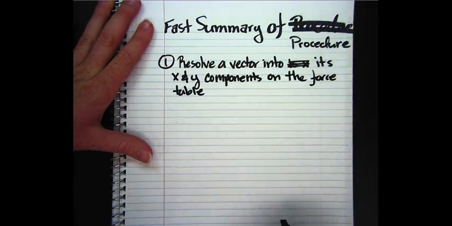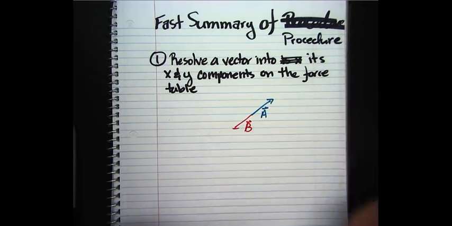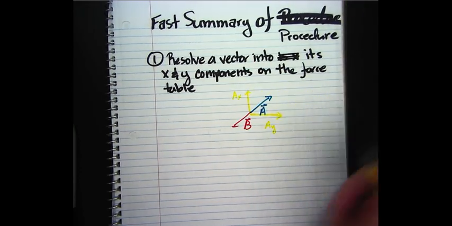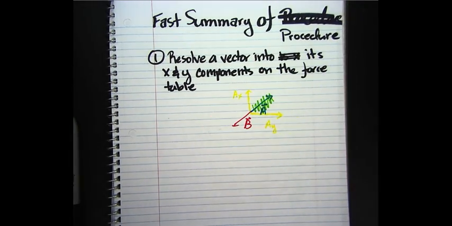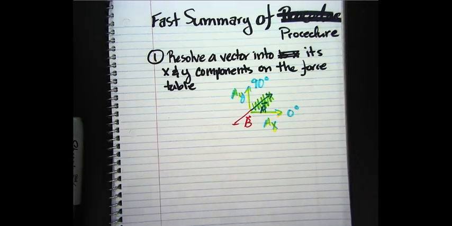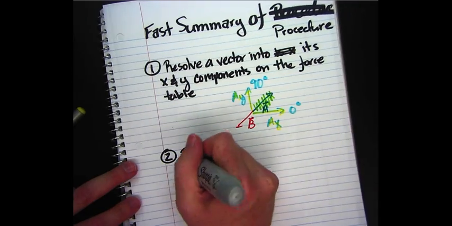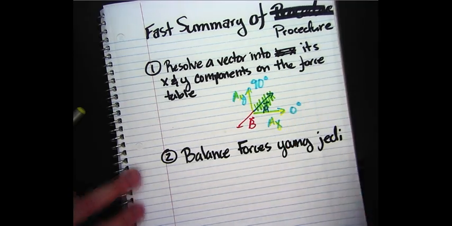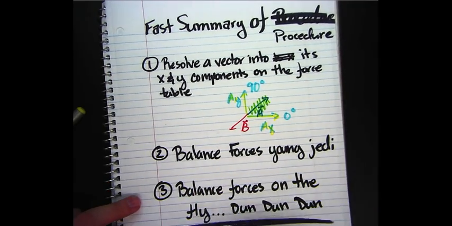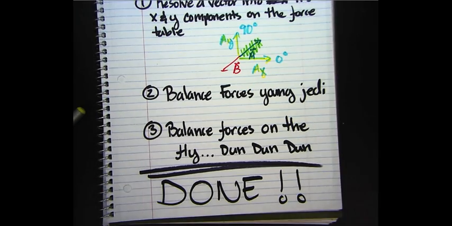All right, so a fast summary of the procedure today. You're going to resolve a vector into its x and y components on the table. You're going to have vector A equal and opposite vector B. You're going to resolve it into its x and y components. Remove vector A, and vector B should stay still. Now then you're going to balance forces, and then you're going to balance forces on the fly. We're going to give you forces, and you're going to be like, hey, wow, this is awesome. And then you're done. That's it.